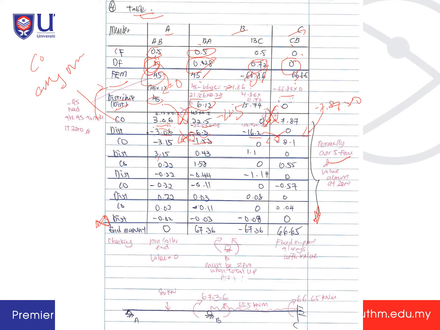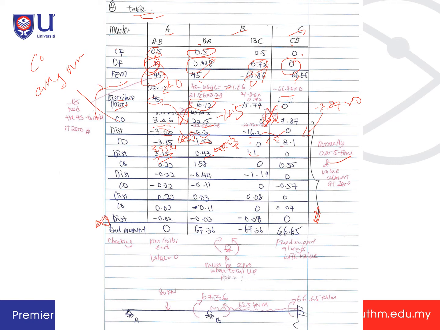Negative 3.15, you need positive 3.15. So positive 3.15, you times 1, you will get 3.15. And then this one is negative 1.53. Then you need another 1.53. So 1.53 you times 0.28, you get 0.43, and times 0.72 you get 1.1.